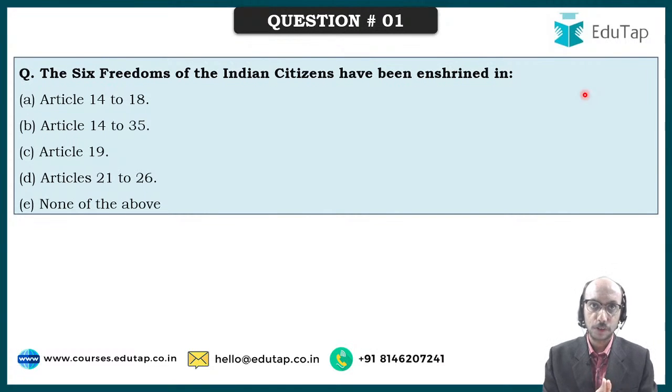The 6 freedoms of the Indian citizens have been enshrined in Article 14 to 28, Article 14 to 35, Article 19, Article 21 to 26, none of the above.